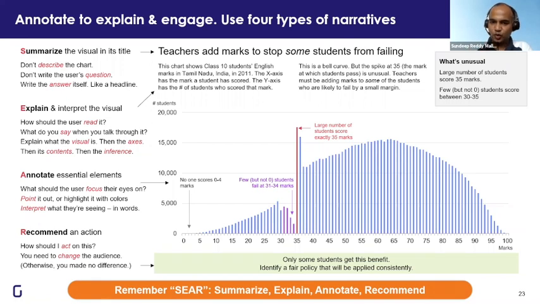You have to summarize what the chart is. You have to explain what the chart is. You have to annotate areas of the chart that you see as important and focus for attention. And you also have to make a recommendation based on what the chart info is. What is the recommendation that others have to take?